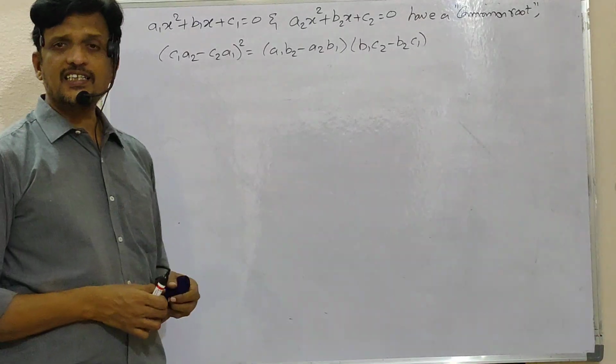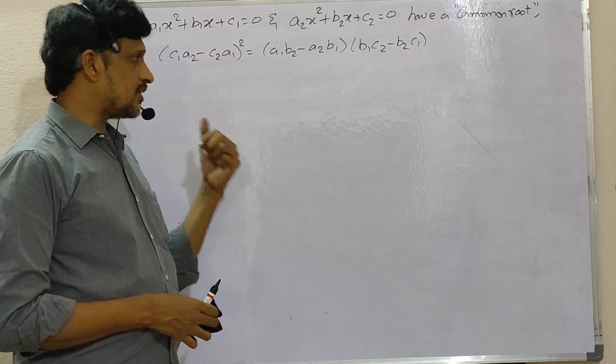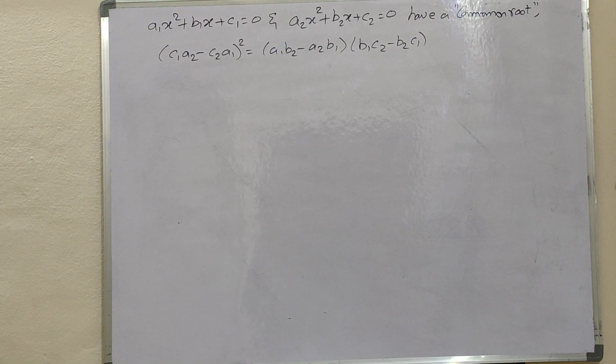And now by using this condition, we can solve the problems which are related to the common root concept. Just observe the solution. With the help of this, we'll solve a few problems. So two quadratic equations have a common root. Compare the first equation with a1x square plus b1x plus c1 equal to 0 and the second with the other one. There you get the coefficients, the values of a1, b1, c1, a2, b2, c2. And now, since they have a common root, write the condition and then simplify.